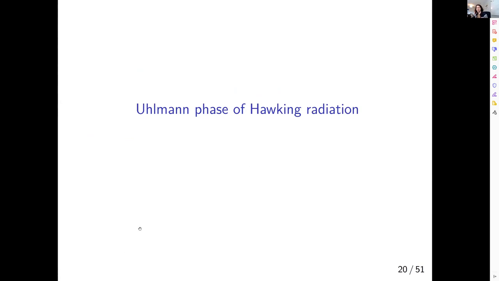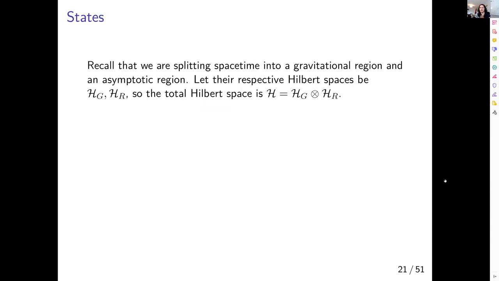Let me talk about how you compute it for Hawking radiation. And I don't have time to go into all of the explicit details, but I'll try instead to just give you an overall flavor of how this argument works. So as I mentioned previously in the introduction to the talk, in the setup we've split space-time into gravitational and asymptotic regions. And I'll assume that the total Hilbert space factorizes into respective Hilbert spaces for each of these regions.